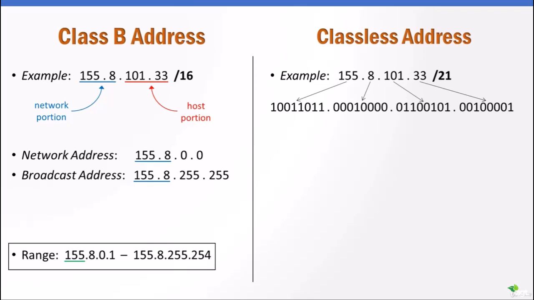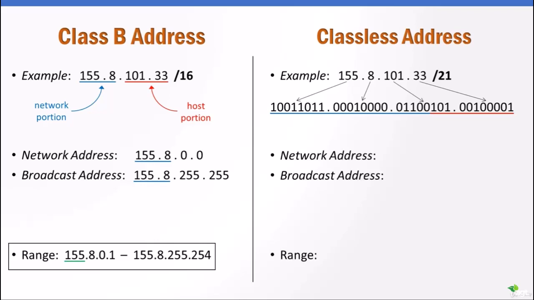Now it's a bit easier to distinguish the network portion from the host portion. So we're going to look at the first 21 bits. So this is 8 bits plus 8 bits, that's 16. And then we got 5 bits until here, and that's 21 bits. So the first 21 bits are going to be the network portion, and the rest is going to be the host portion. Now that we've got that figured out, how do we determine the network address and the broadcast address?